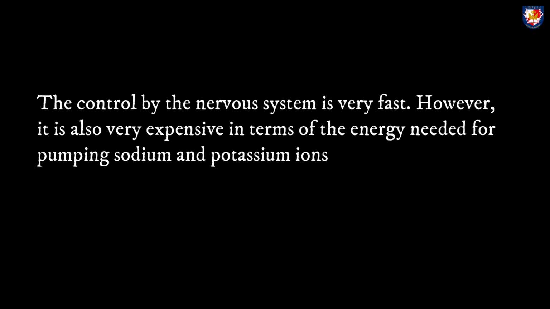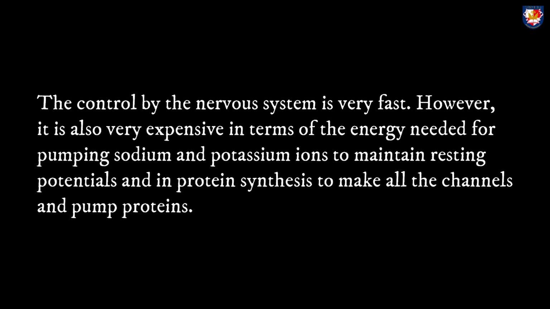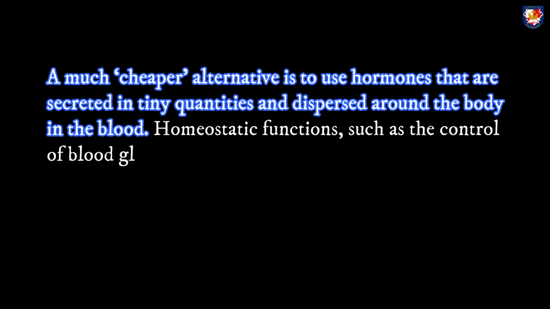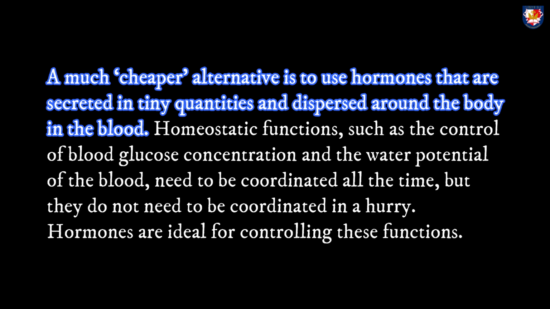The control by the nervous system is very fast. However, it is also very expensive in terms of the energy needed for pumping sodium and potassium ions to maintain the resting potential and in protein synthesis to make all the channel and pump proteins. A much cheaper alternative is to use hormones that are secreted in tiny quantities and dispersed around the body in the blood. Homeostatic functions such as the control of blood glucose concentration and the water potential of the blood need to be coordinated all the time, but they do not need to be coordinated in a hurry. Hormones are ideal for controlling these functions.